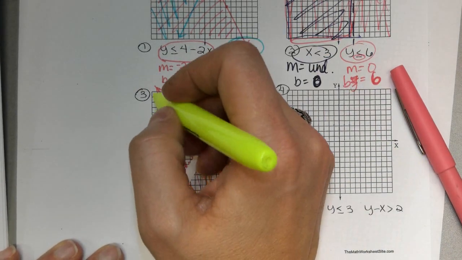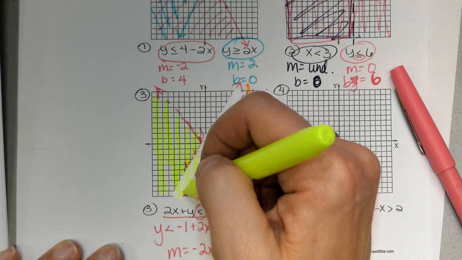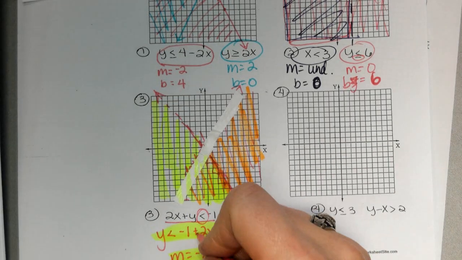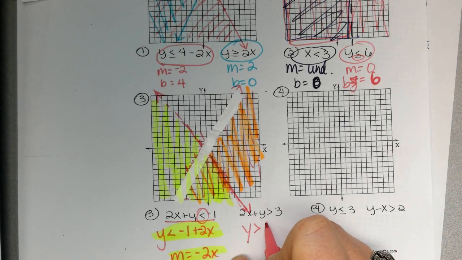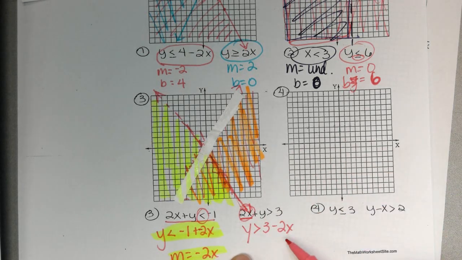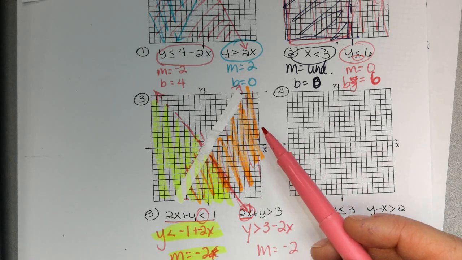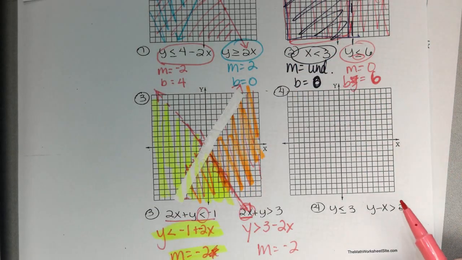Gosh. It's everything over here. Not the orange. So it's -2x. Okay. Now, y is greater than 3 minus 2x. Okay? So what do you notice here? Your slopes are the same. They're both -2. So the slopes are going to be the same. So do you think they're going to actually cross? Is there going to be a point of intersection? No. They're going to be parallel lines.